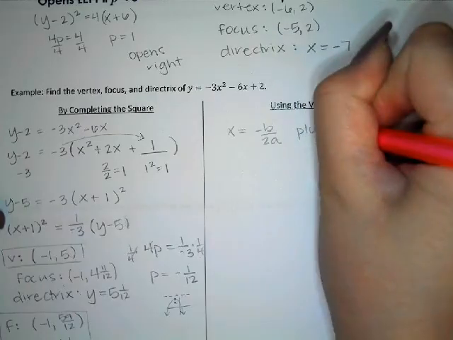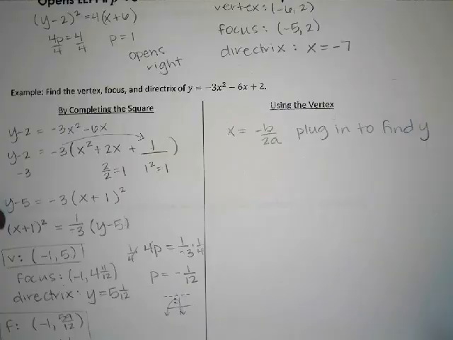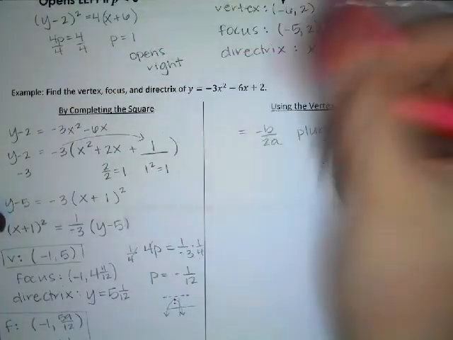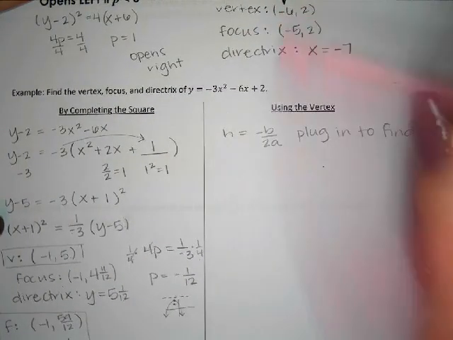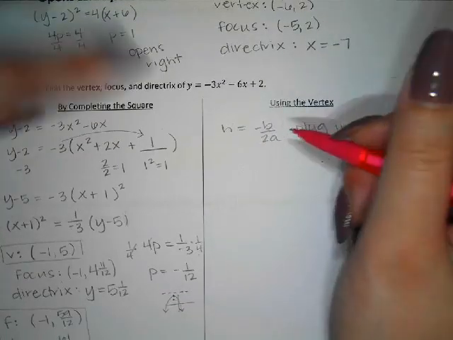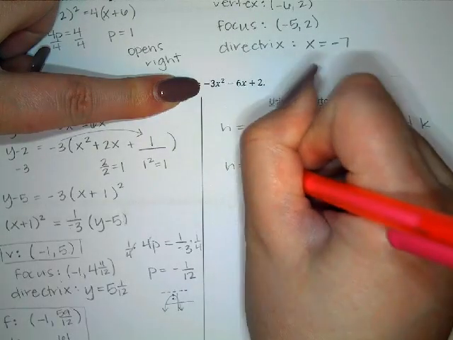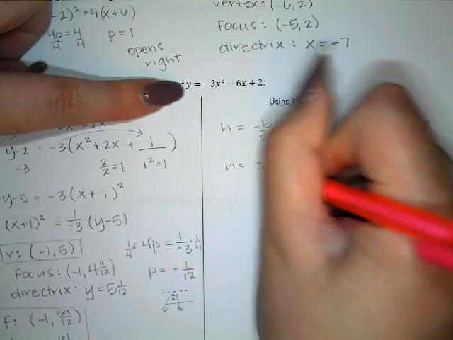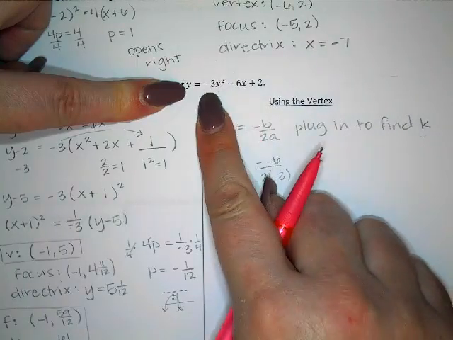Actually, I could say we can do h and k. There we go. Okay, so we'll go ahead and do this formula. We're going to say that the vertex is negative of -6 divided by 2 times -3. So that's -b divided by 2a. So 6 divided by -6 is -1.